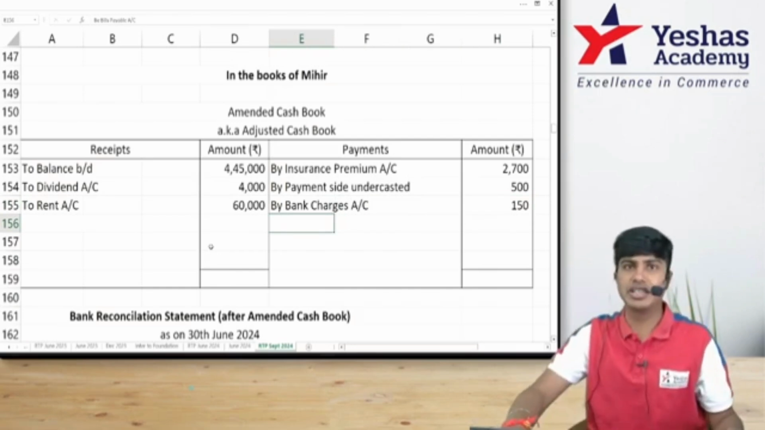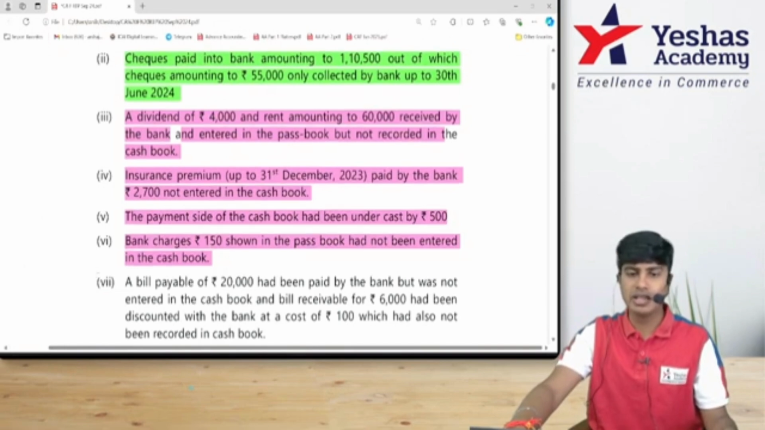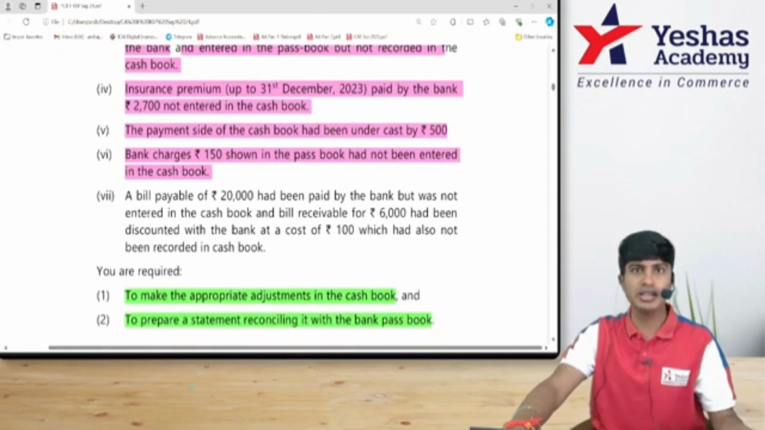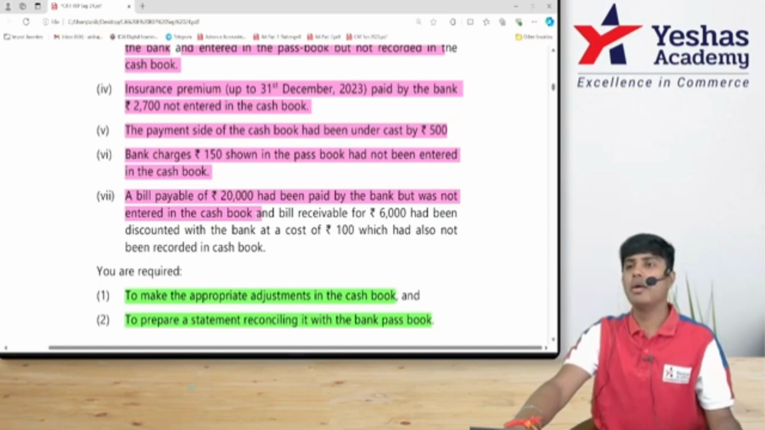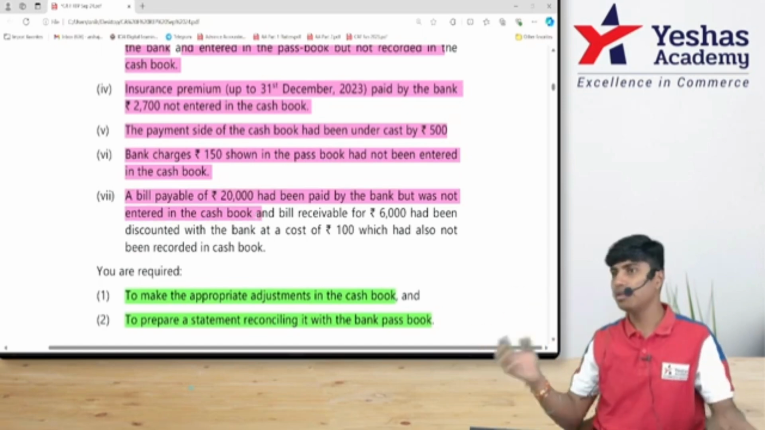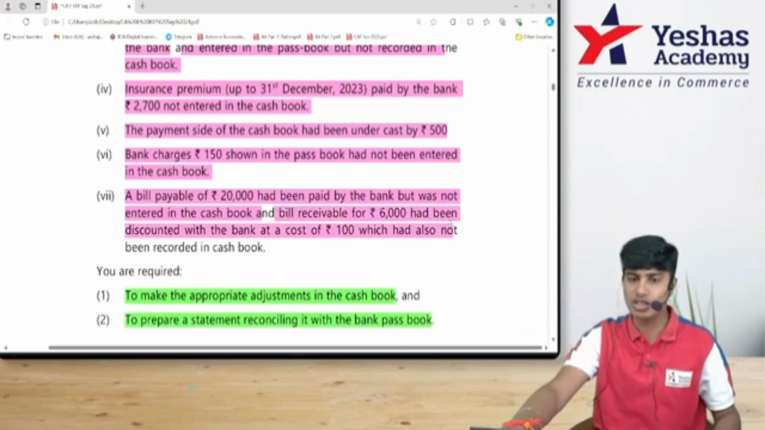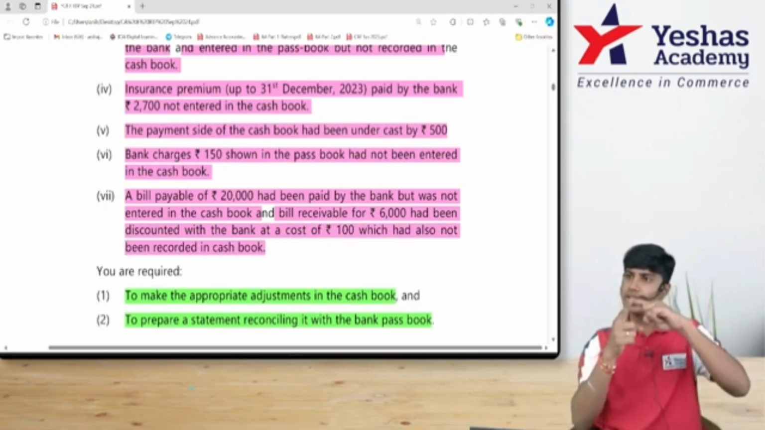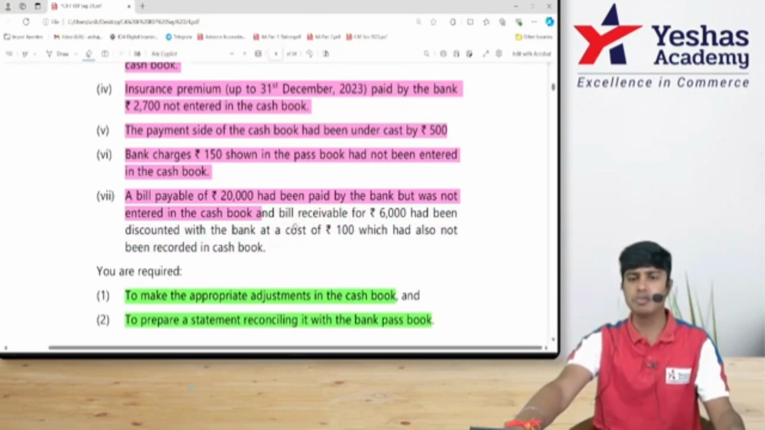What is it after bank charges of 150? Then the next item is bills payable of rupees 20,000. Bills payable of rupees 20,000 has been paid by the bank but was not entered in the cash book. The banker has paid 20,000 on our behalf. Passbook has gone down, but we have not recorded it. Further, bills receivable of 6,000 had been discounted with the bank at a cost of 100, which had also not been recorded in the cash book. I can either write both together as one item or separately. Shall we write separately? Okay, separately.